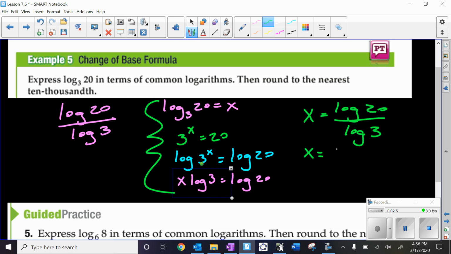And then they want you to actually plug it in. So this is your expression, log of 20 over log of 3. When it says express in terms of common logs, that's the first answer. Rounding it is obviously just plugging it into your calculator, and it comes out to 2.7268. Remember, don't forget to close off the 20 as you plug it into your calculator. Then it will give you this answer that you want at the end.